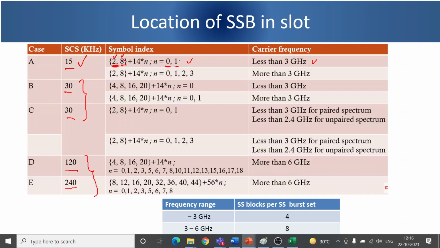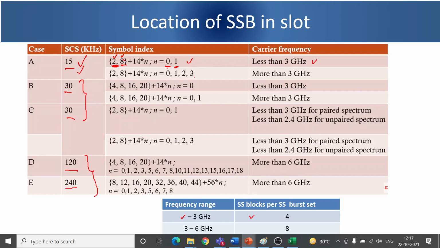So 2 is there in slot 0 and 2 is there in slot 1 also. So how many total SS blocks for 15 kilohertz subcarrier spacing? 4, right? So just see the below table. Up to 3 gigahertz, you will have 4 SS blocks, right? So we call it a burst. In a burst, there will be 4 such SS blocks.